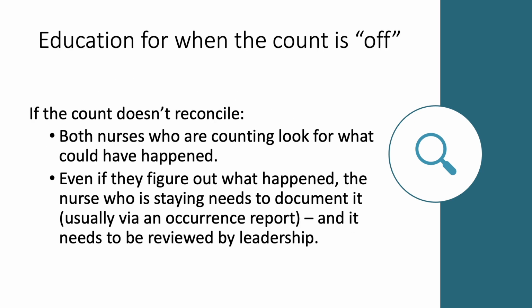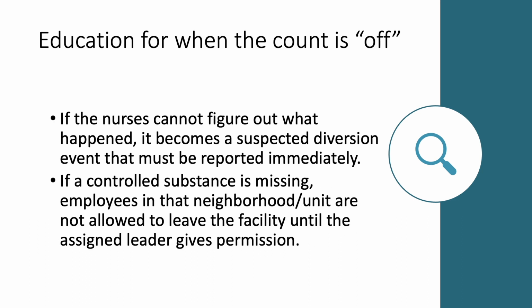If you are a nurse and the count doesn't reconcile, both nurses who are counting look for what could have happened. Even if they figure out what has happened, the nurse who is staying needs to document it, usually via an occurrence report, and it needs to be reviewed by leadership. If the nurses cannot figure out what happened, it becomes a suspected diversion event that must be reported immediately. If a controlled substance is missing, employees in that neighborhood or unit are not allowed to leave the facility until the assigned leader gives permission.